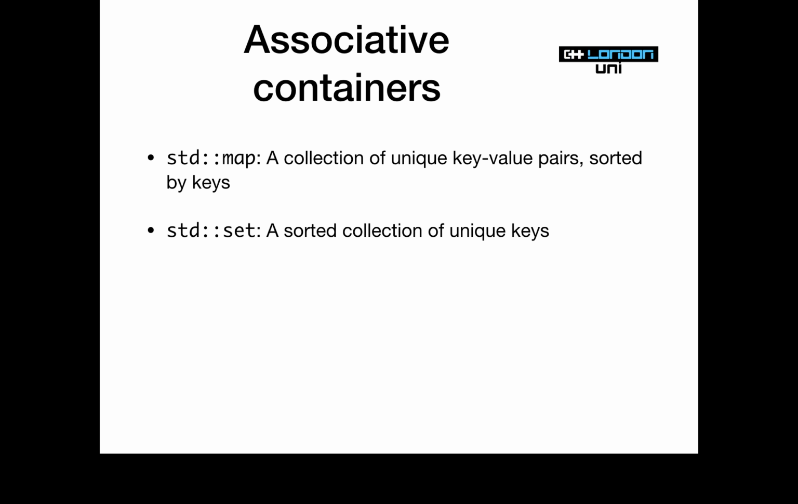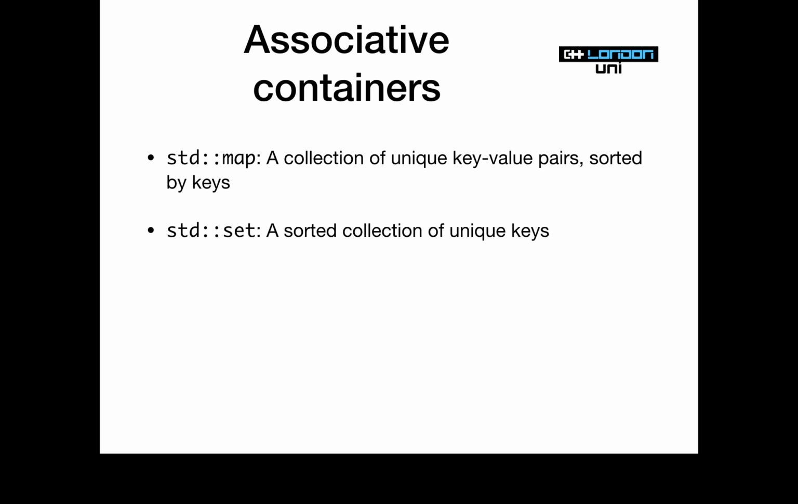If we have a map mapping strings to ints, and we have the string 1 and then the int 1 and the string 2 and the int 2, well, we can't have two copies of the same key. Can't have two copies of the key 2 with different values in our set or in our map.